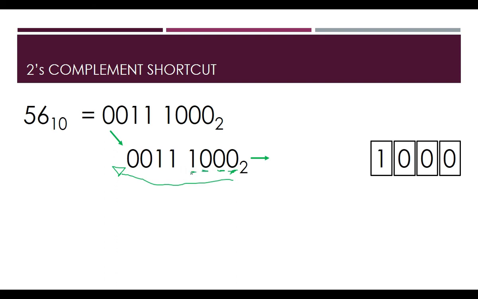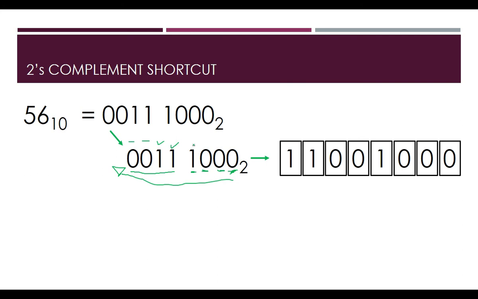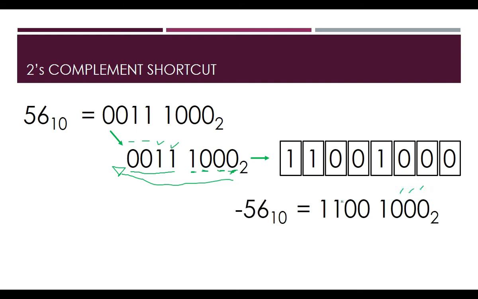After copying the first occurrence of 1, the remaining bits will be inverted. So this one will become 0, and this another one will become 0, and then the two remaining 0s will become 1. There you go. So this means that 1100 1000 is negative 56.